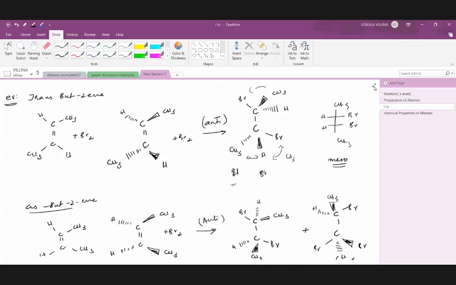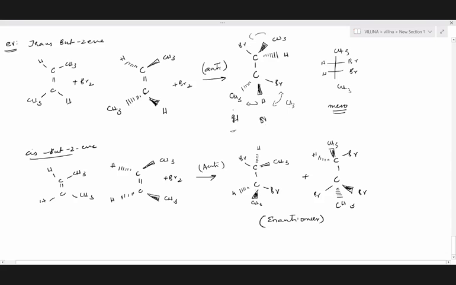And when we are performing this halogenation, for trans-butene, we end up with a meso isomer, and for cis-butene or for cis-alkenes, we end up having enantiomers. Like you'll get both dextrorotatory and levorotatory in the final product mixture.